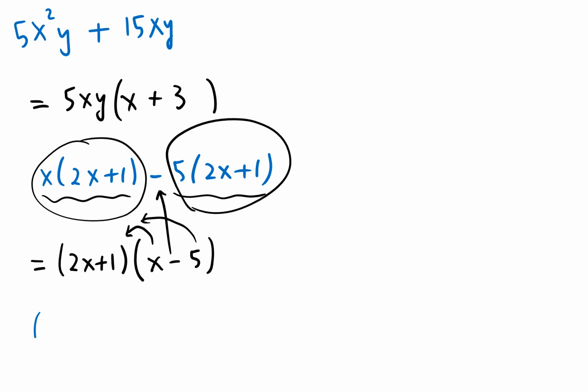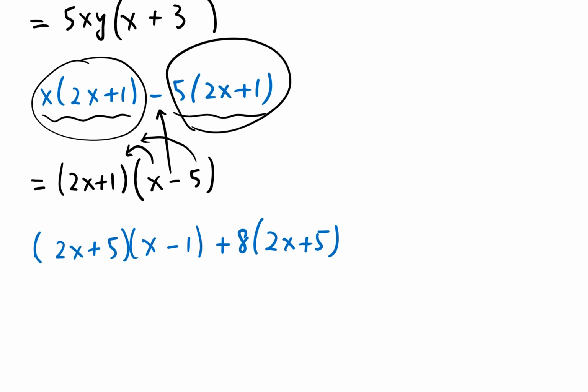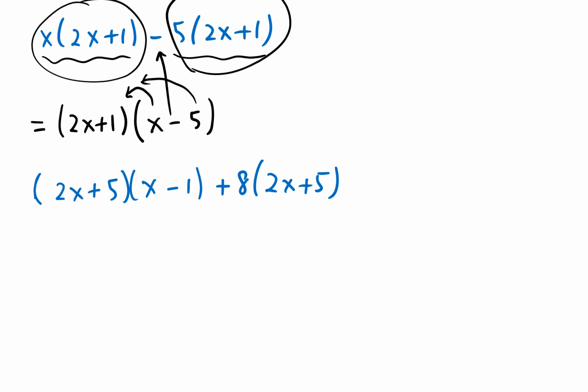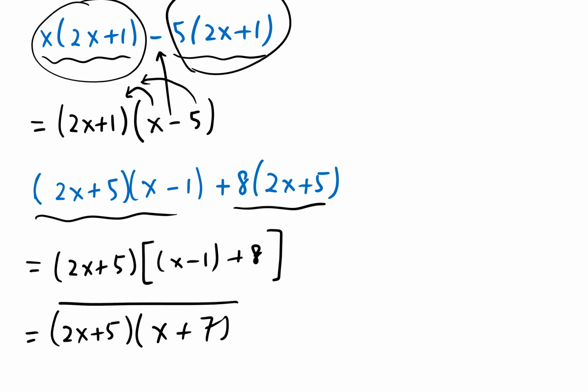Next one, we can take a look at another example, say 2x plus 5 times x minus 1 plus 8 times 2x plus 5. So what do we get here? What's common among these two? I see 2x plus 5 is common. What is left is the x minus 1 plus 8. We can combine like terms here. Minus 1 plus 8 is plus 7.